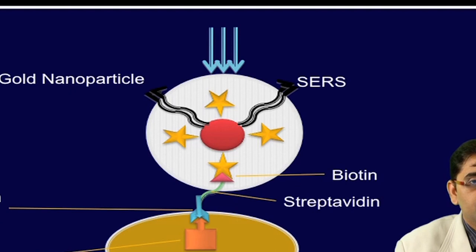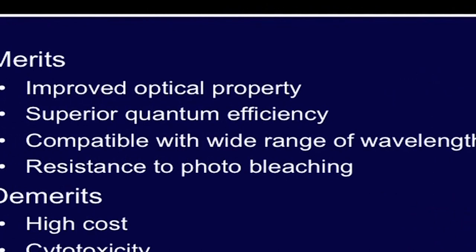As you can see here in the slide, the change in the emission spectrum of scattered light is detected upon binding of the gold nanoparticle, which is conjugated with antibody, to the analyte of interest. The gold nanoparticles offer several advantages. They have been used for several applications for sensitive detection of standard proteins. They provide improved optical property, superior quantum efficiency, show compatibility with a wide range of wavelengths, and chemical stability against photobleaching. However, there are certain limitations of using GNPs, which are similar to other nano techniques, such as biocompatibility and low cellular toxicity.